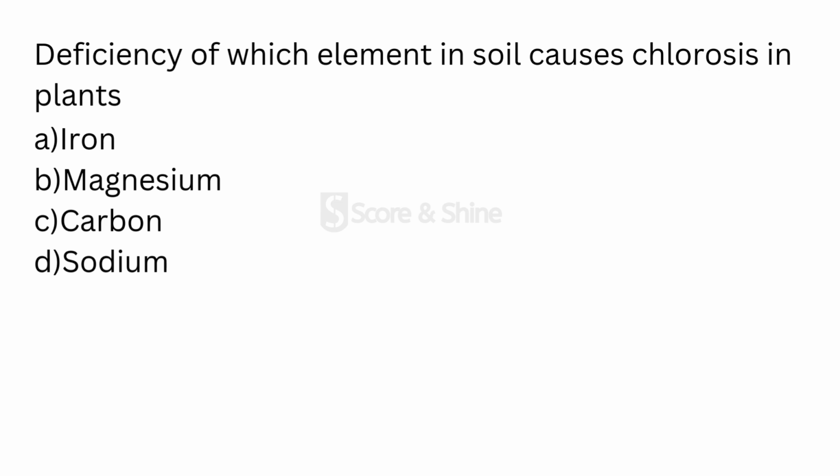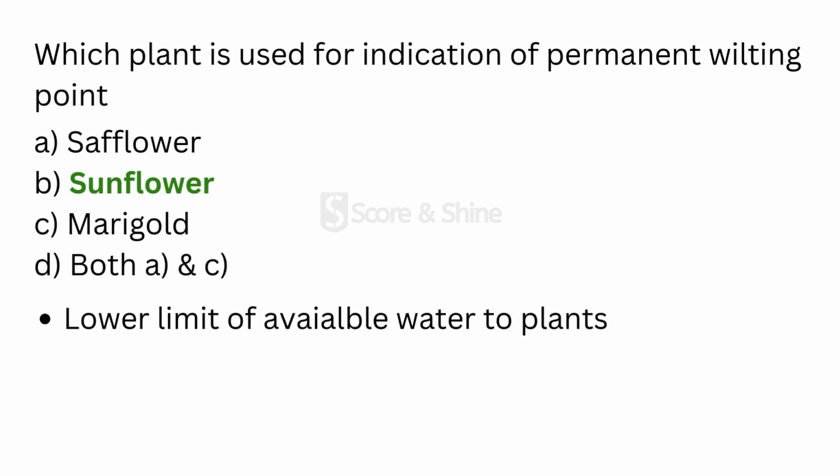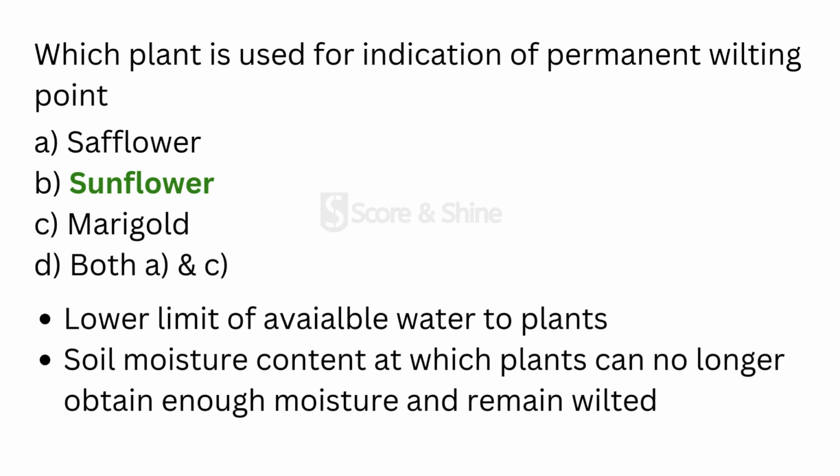And next, deficiency of which element in soil causes chlorosis in plants? It is iron deficiency. So chlorosis is the yellowing of leaves. And next, which plant is used for indication of permanent wilting point? The answer is sunflower. So permanent wilting point is the lower limit of available water to the plants. It is the soil moisture content at which plants can no longer obtain enough moisture to meet the requirement and remain wilted unless water is added to the soil. And the soil moisture tension at permanent wilting point is about minus 15 bars or 15 atmospheres.